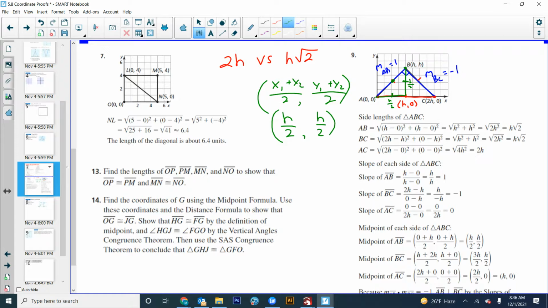What would be the midpoint of this side? Well, 2h plus h over 2, add the x's, divide by 2, and h plus 0 over 2. What's 2h plus h? 3h over 2, comma, h over 2. Midpoint. And what's the midpoint of this side? Well, we already labeled it. H comma 0 is the midpoint of the red segment.